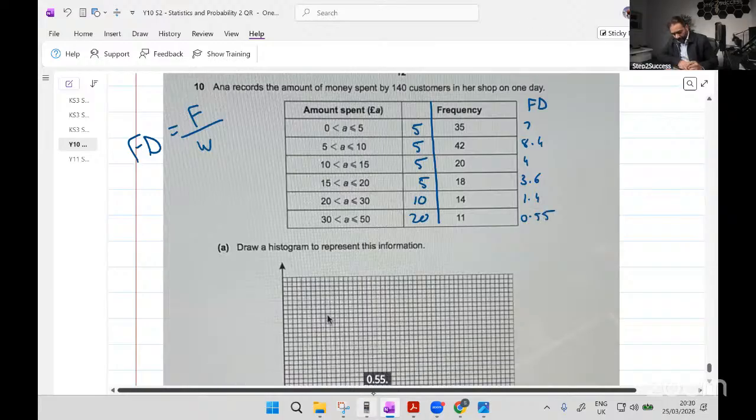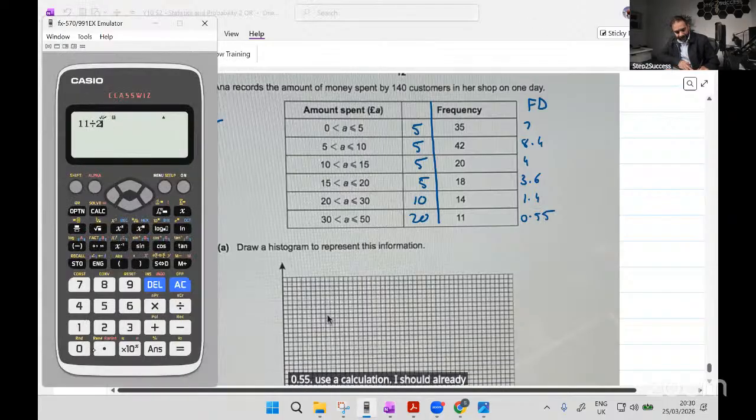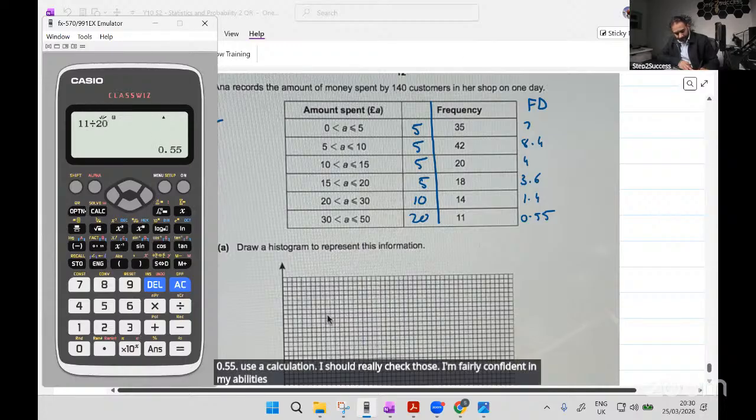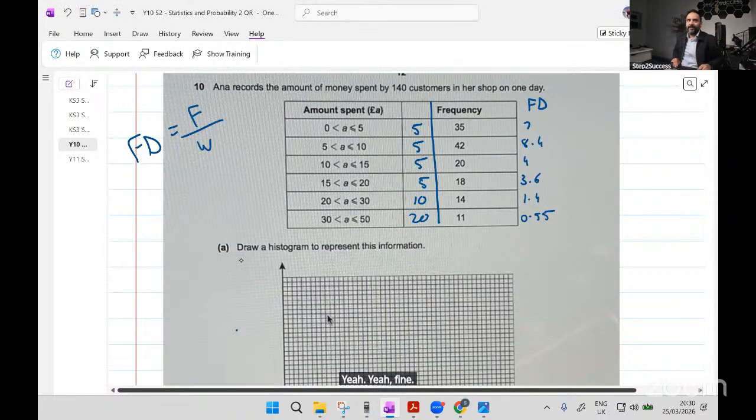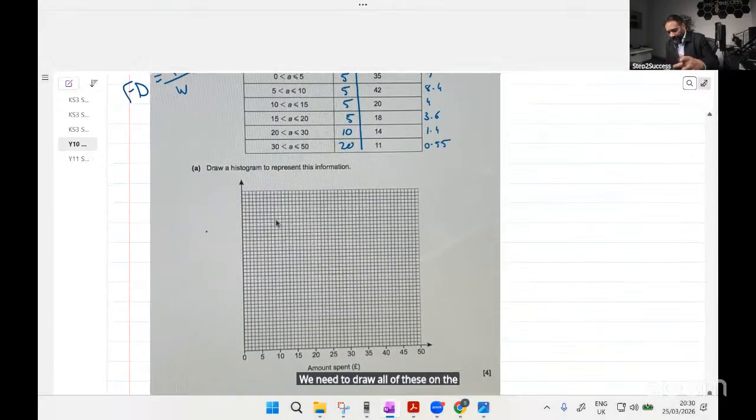I should already check those with a calculator. I'm fairly confident in my abilities. Yep, fine. So frequency density, that's what they are. We need to draw all of these on the histogram.